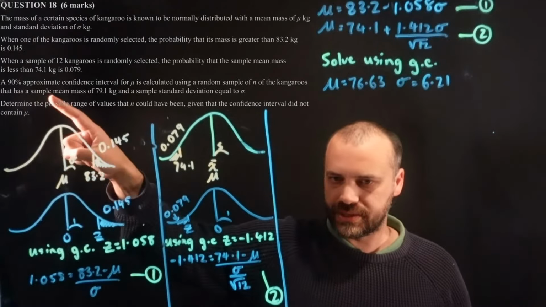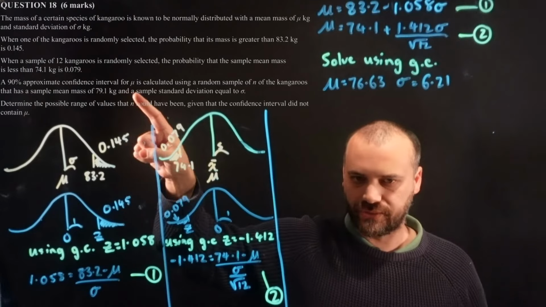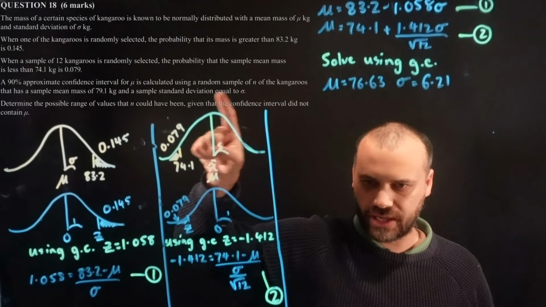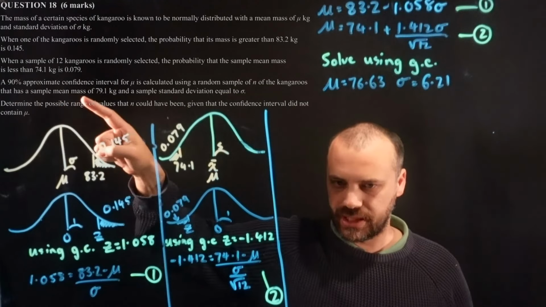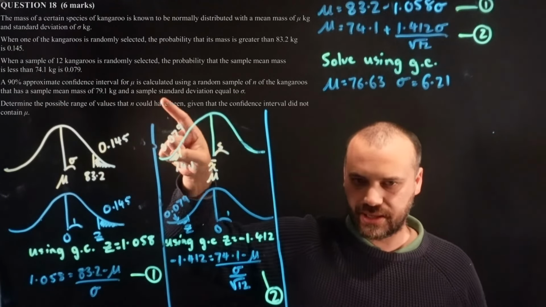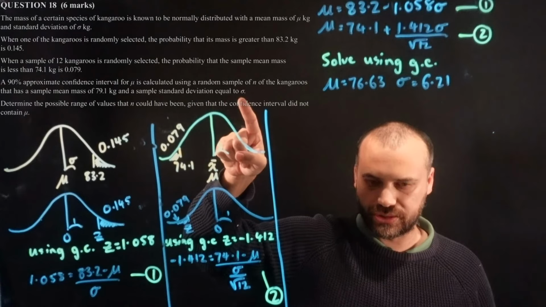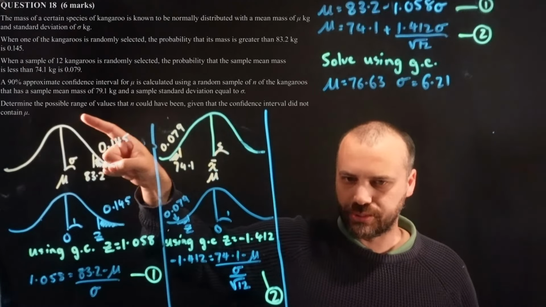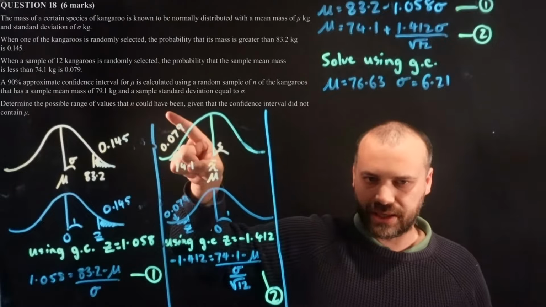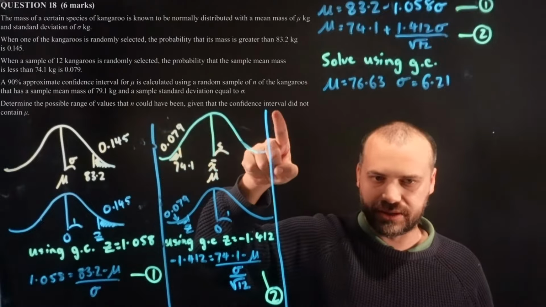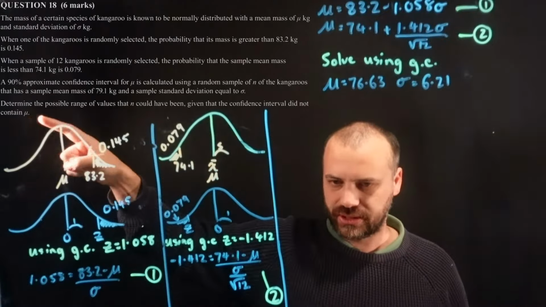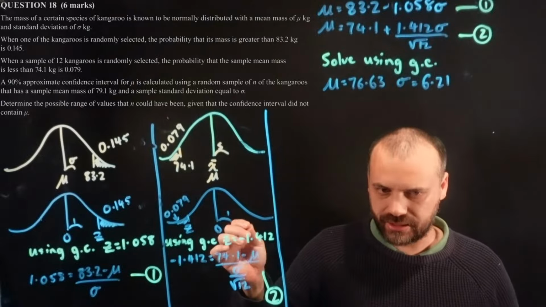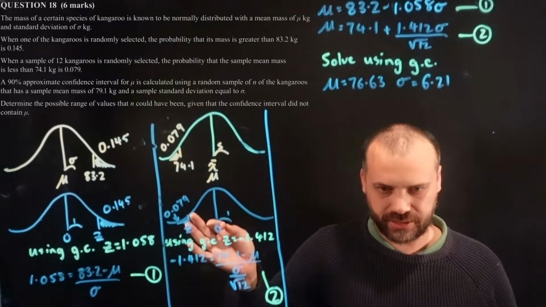A 90% approximate confidence interval for mu is calculated using a random sample of n of the kangaroos that has a sample mean of 79.1 and a sample standard deviation equal to this, which we know. Okay, good. Determine the possible range of values that n could have been given that the confidence interval did not contain the actual mean, the population mean. Okay, confidence interval.